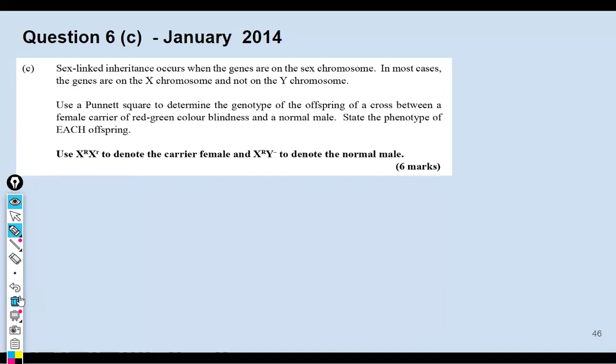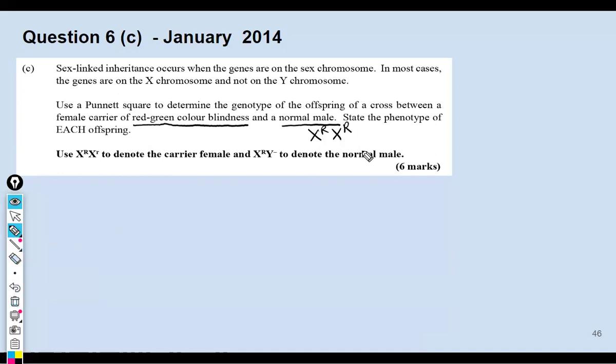All right. Use a Punnett square to determine the genotype of an offspring of a cross between a female carrier of red-green color blindness and a normal male. Now, the normal male means that the person is homozygous dominant. So that means the male has two dominant genes, right?